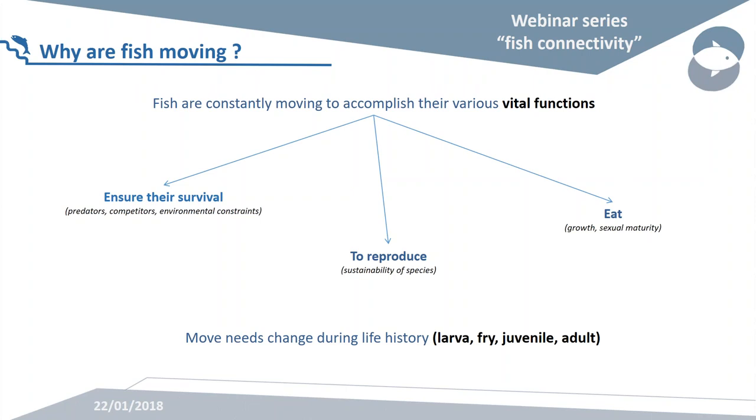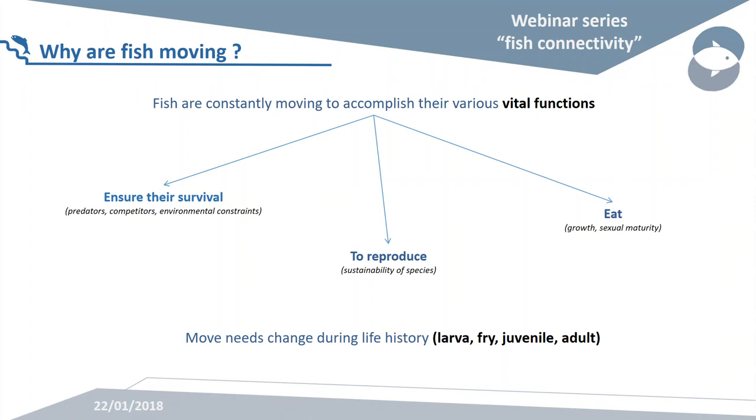The second point is moving to reproduce. This is particularly important for the sustainability of species. So fish move in the river to find good habitat for reproduction, but also to find good congeners. And the last point is that fish move to eat, because it means growth and also sexual maturity. So this is really important for the population dynamics.